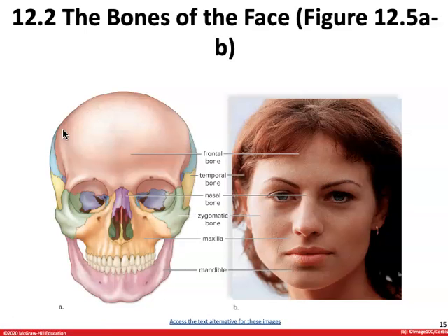The maxilla is going to form the upper jaw and form a portion of the orbits or the eye socket. So here's our maxilla. The hard palate and the floor of the nose are going to be formed by the maxilla joined to the palatine bones. The zygomatic bones are going to form our cheekbones. The nasal bones form the bridge of the nose. And there are other bones like the ethmoid and vomer bones. They're going to be part of the nasal septum, which is going to divide the nose into two internal nasal cavities. The lacrimal bone contains the opening for the nasolacrimal canal.